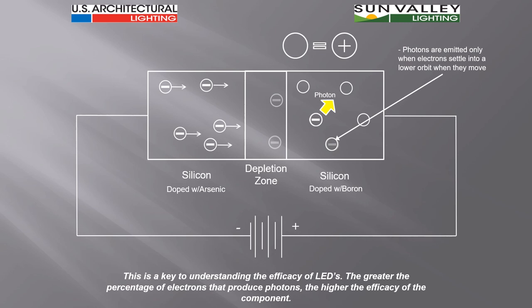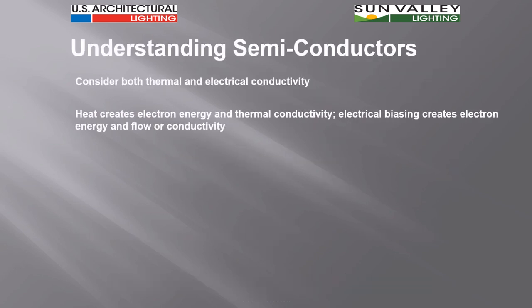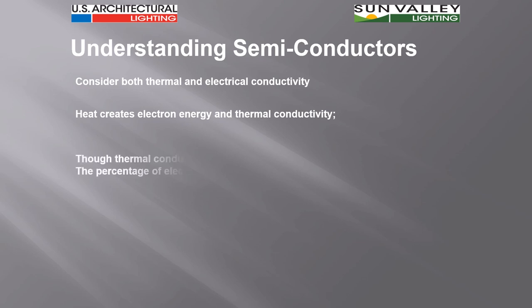And when we do this electronically by creating conductivity through electricity as opposed to conductivity through heat, we have a more efficient system. Now, understanding semiconductors, we do have to understand both thermal and electrical conductivity, because heat does create electron energy and thermal conductivity, and electrical biasing creates electron energy and flow or conductivity. But let's deal with the heat portion of it for a moment. Why is heat less efficient? What does it do? What are the drawbacks there?